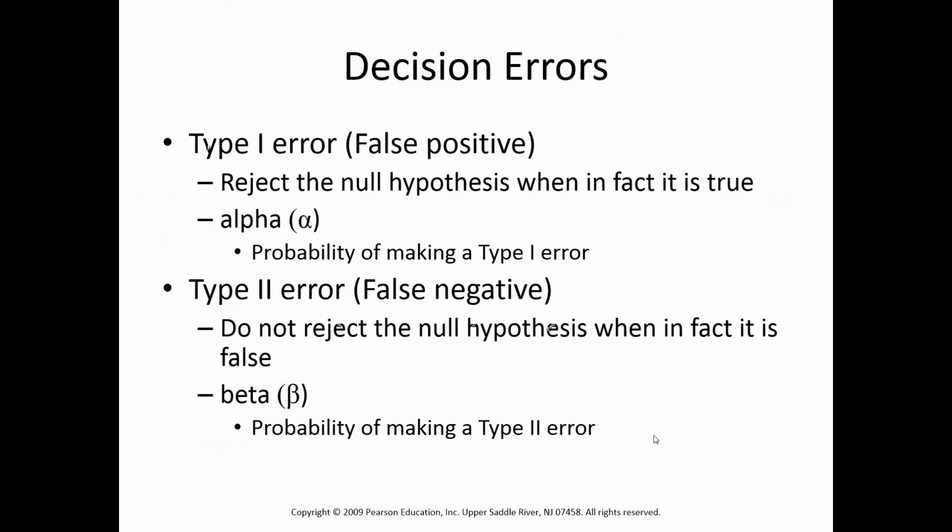The last part of this lecture will be about decision errors. So probably most of you have heard about type 1 and type 2 errors. Type 1 errors are usually called false positives. Type 2 errors are called false negatives. They can also be called alpha and beta. So alpha is the probability of making a type 1 error, and beta is the probability of making a type 2 error.